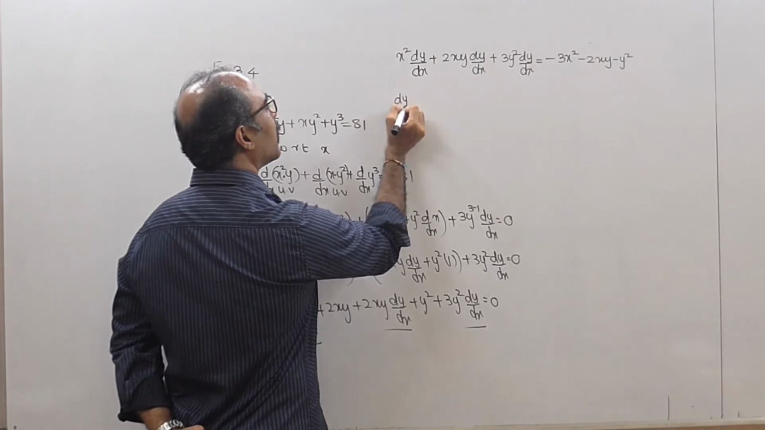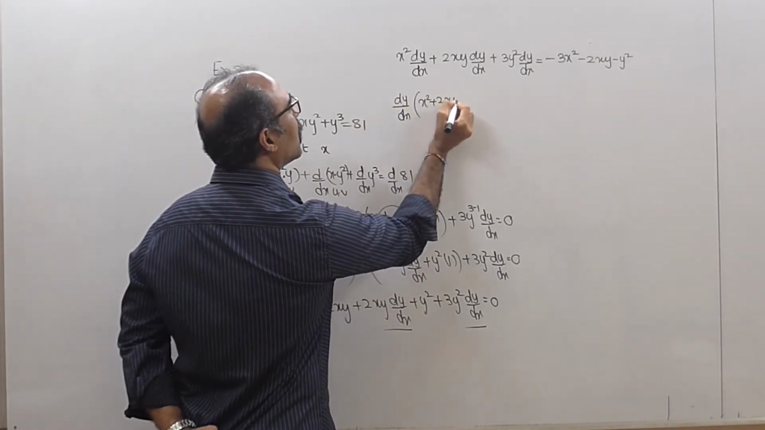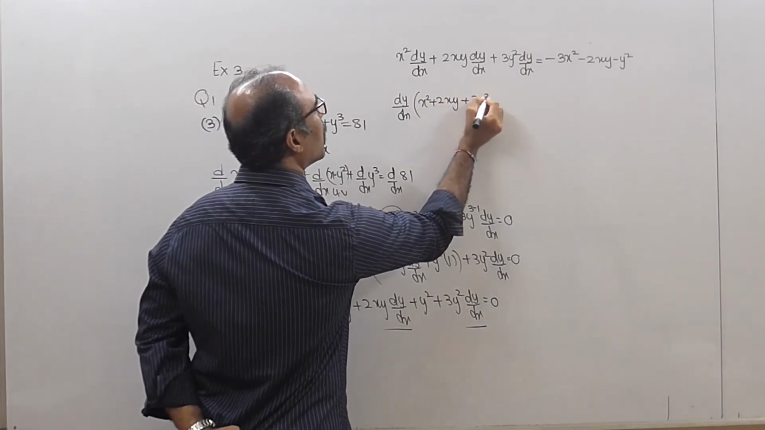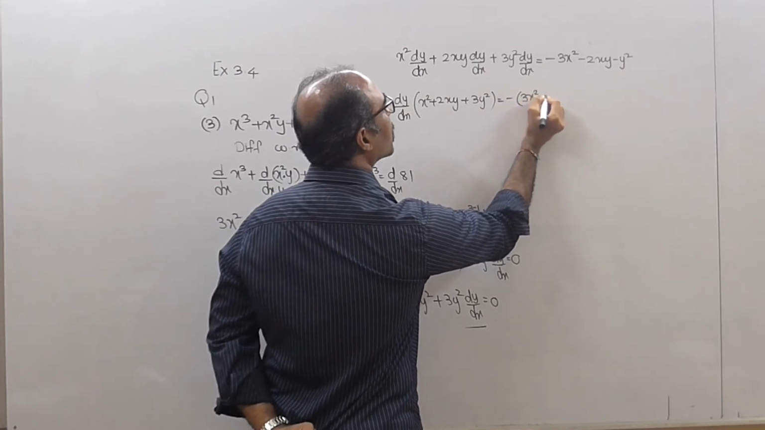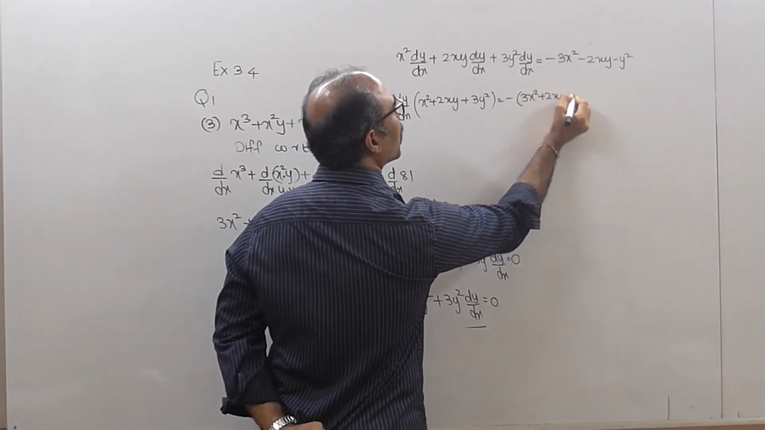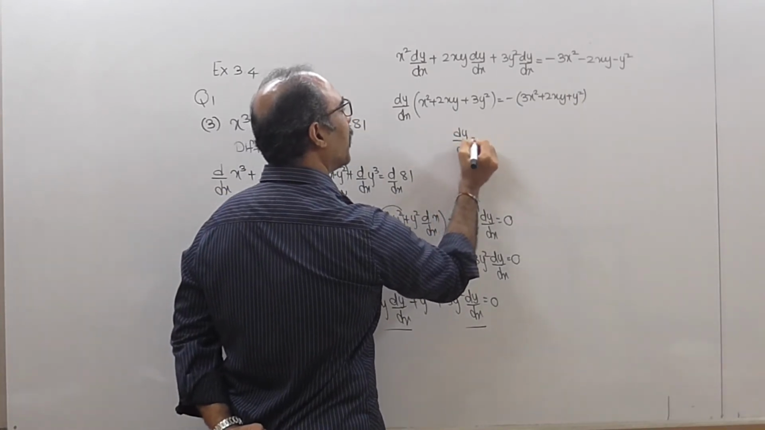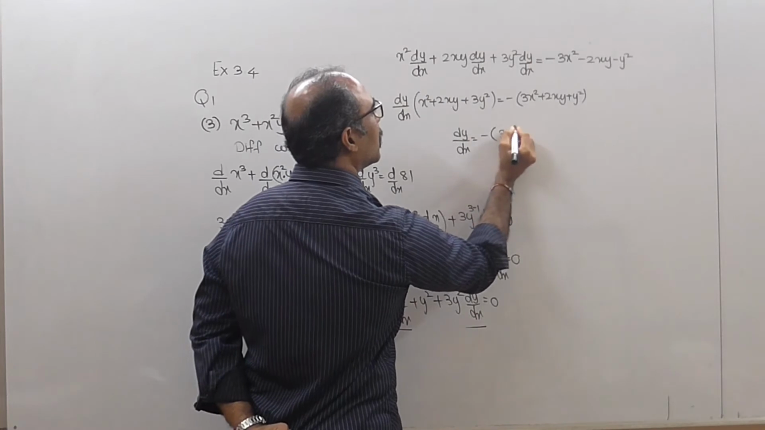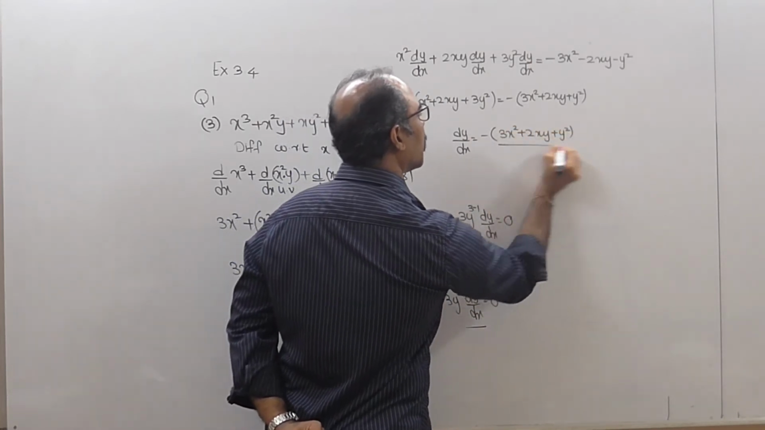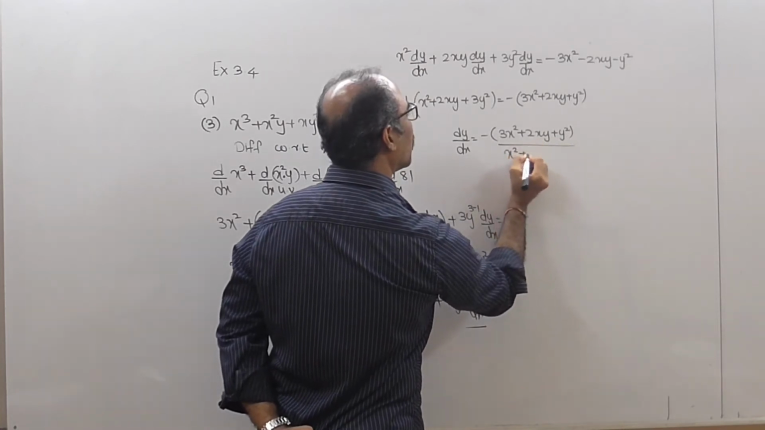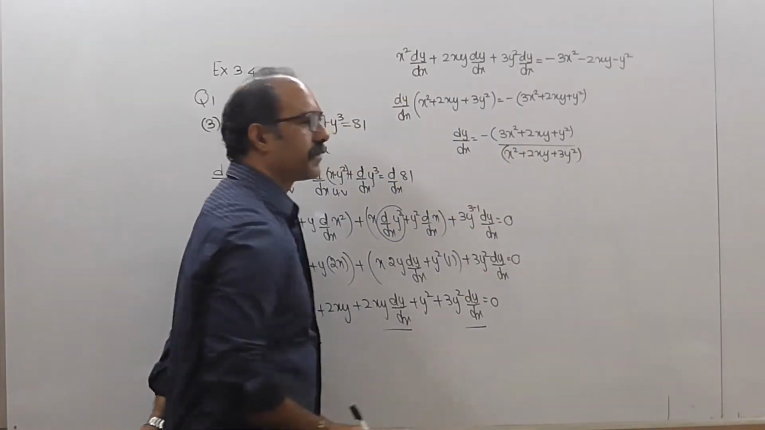So we can take dy by dx common. So we get x square plus 2xy plus 3y square. Take minus common. You get 3x square plus 2xy plus y square. I need to find the value for dy by dx. Minus 3x square 2xy plus y square, the whole upon x square plus 2xy plus 3y square.